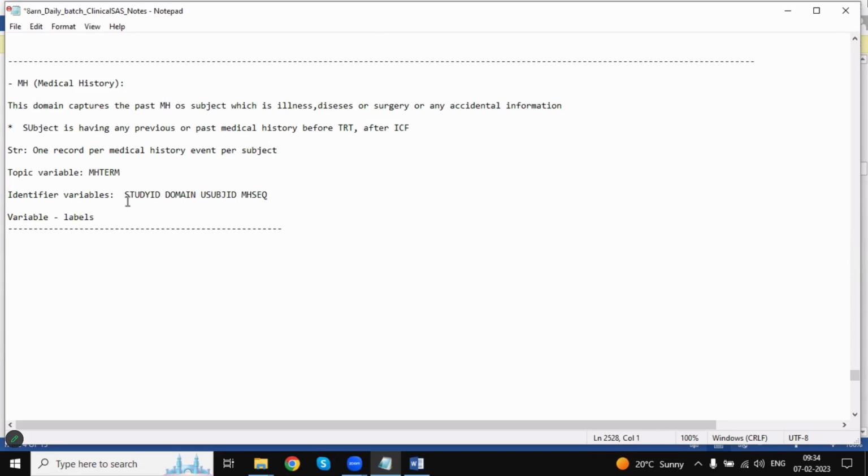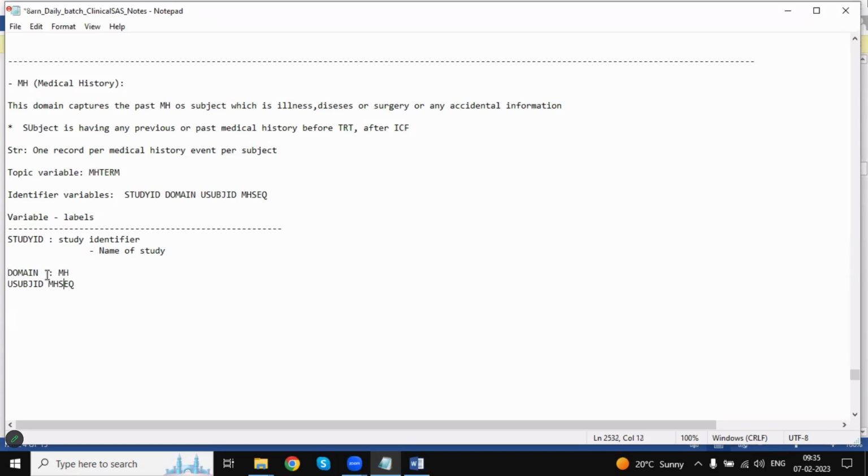Okay, study ID. Study ID is nothing but study identifier. We are discussing it in every domain, right? What is study identifier? Tell me, anyone? Name of the study. Simple. So the study identifier will capture the name of the study, or the protocol name. What is the domain? Domain abbreviation. So here we are discussing the MH domain, so we have to capture it as MH.